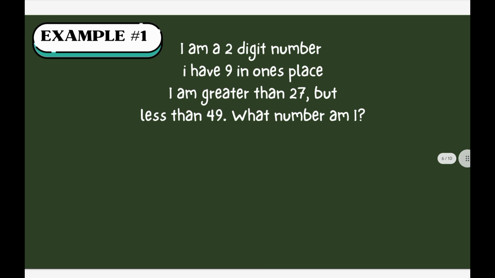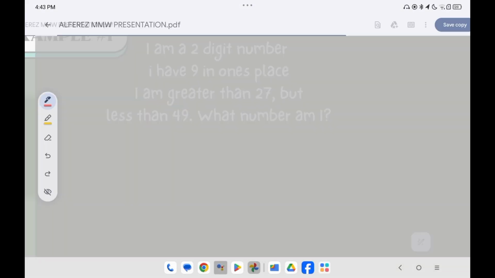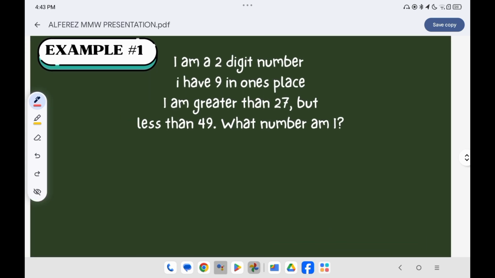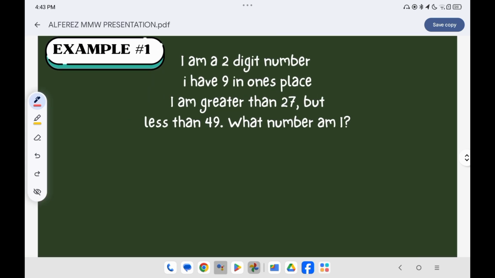So example number one says, I am a two-digit number. I have 9 in the ones place. I am greater than 27, but less than 49. What number am I? So, the question being asked is, what number am I? Ano kayang numero ako? To answer this easily, let's find hints in the problem. So, in the first line, it says that I am a two-digit number. Therefore, we're going to make two blank lines here to resemble the digits.